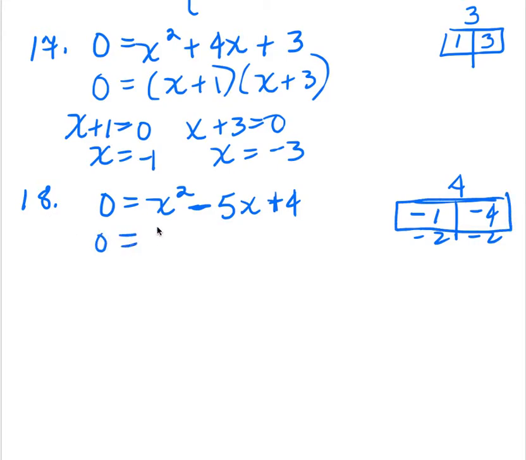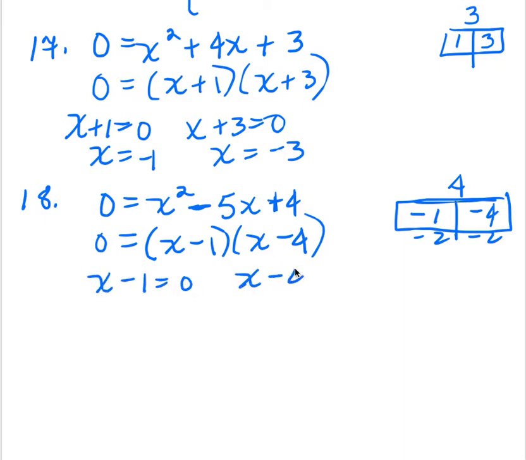So this factors into x minus 1 times x minus 4. So that means I set this equal to 0, I set this equal to 0. And so therefore x is going to equal +1 and x is going to equal +4. That's where we're going to be crossing the x-axis here.